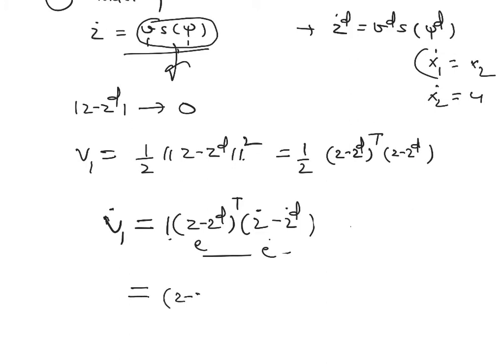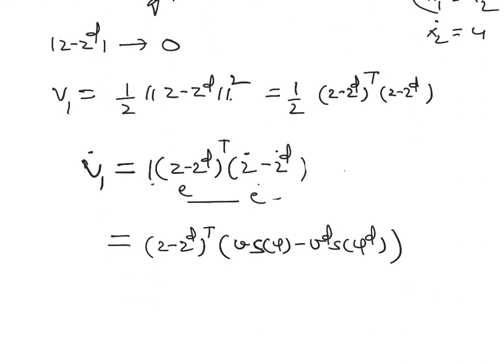Now we can plug things in. z minus z desired transpose into z dot, which is V c psi, s psi, minus V desired s psi desired, right? That's the equation. Okay. So now the question is, what we are saying is, this whole thing, what is this? This is a 2 by 1 vector, right?